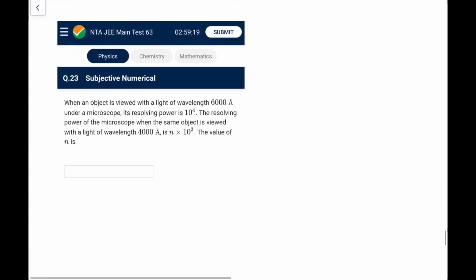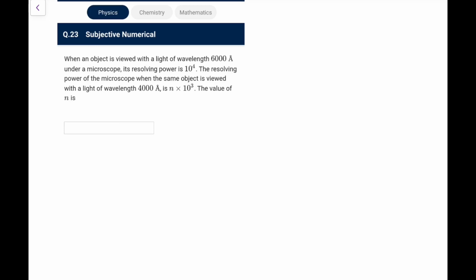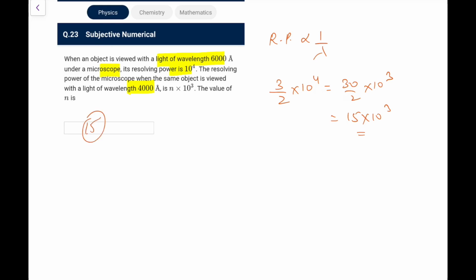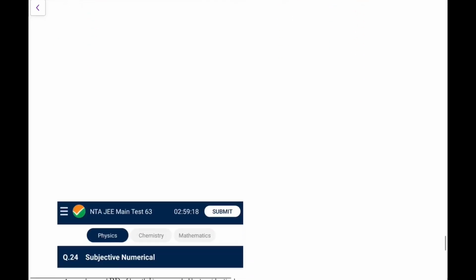Now go for the next one. When an object is viewed with light of this wavelength under a microscope, the resolving power was that. For the same object, with the new wavelength, we know resolving power is inversely proportional to lambda. So if the wavelength is 2 by 3, the resolving power will become 3 by 2 into 10 to the power 4, or 30 by 2 into 10 to the power 3. So remember this for the microscope: 15 into 10 to the power 3, so the value is 15. It's an easy one if you can recollect that.